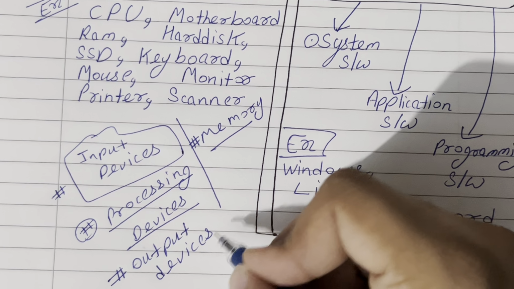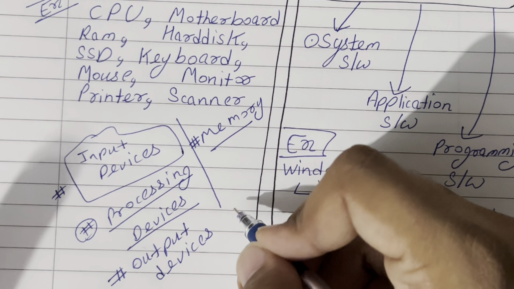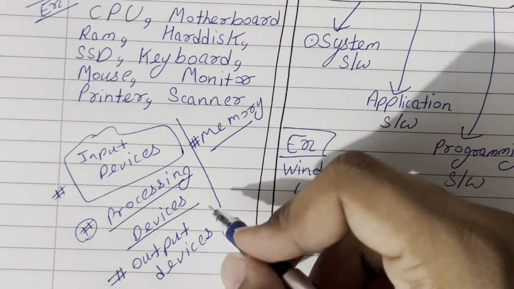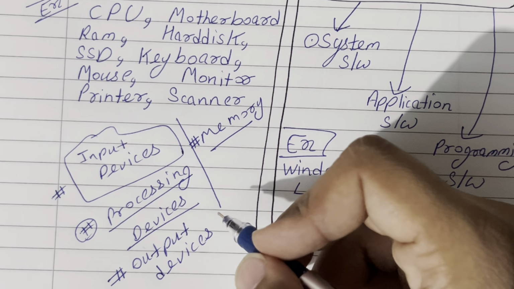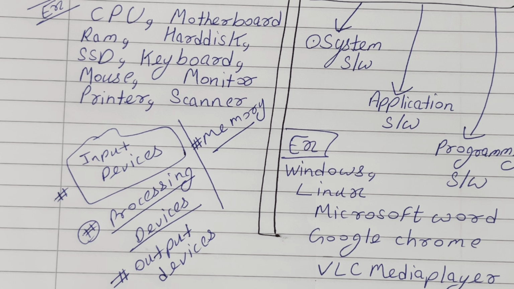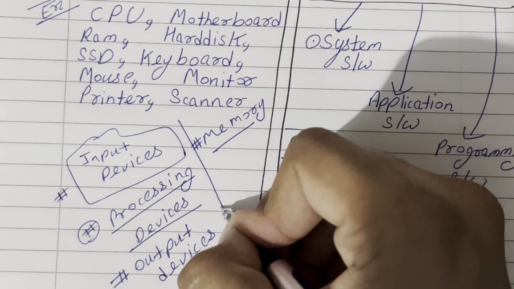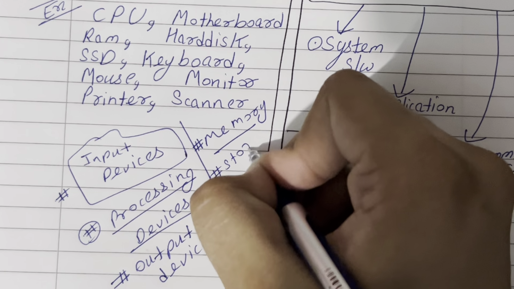These output devices also include examples like monitor, which displays text, images, videos, and other visual information, and printer, speakers, headphones, projectors, etc. So after that, we will see storage devices in hardware.